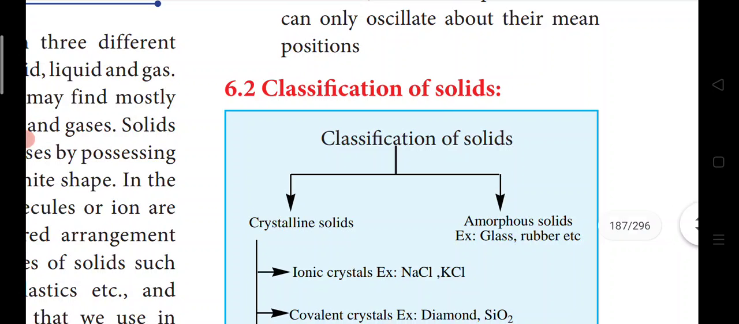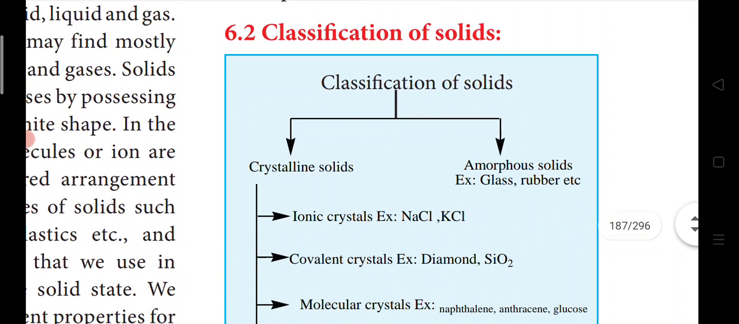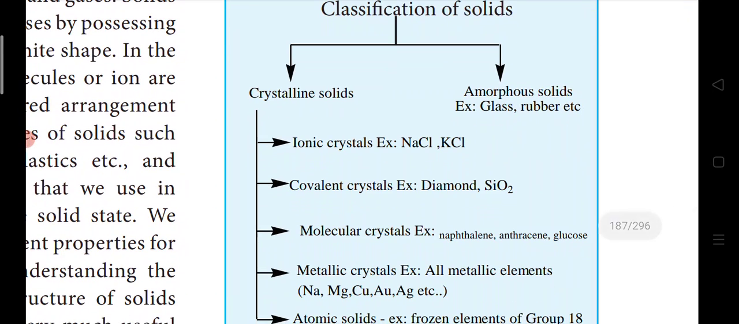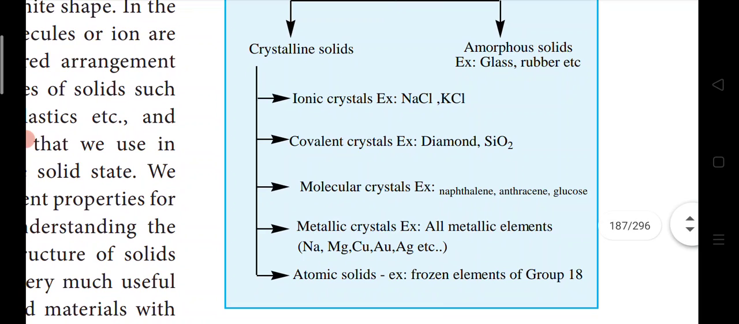What is the classification of solids? They are basically classified into two types. One is the crystalline solid, the other is the amorphous solid. Crystalline means a perfect arrangement of atoms or ions. Amorphous solid means the atoms or ions are randomly arranged.